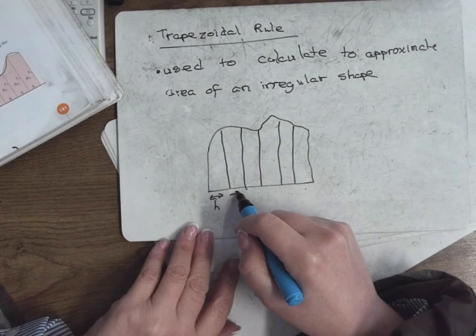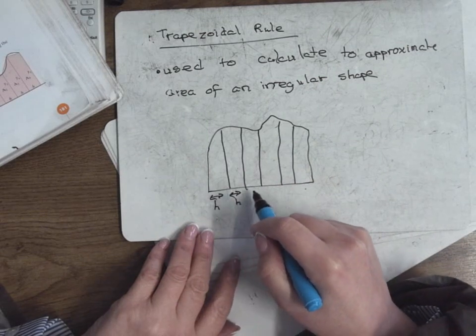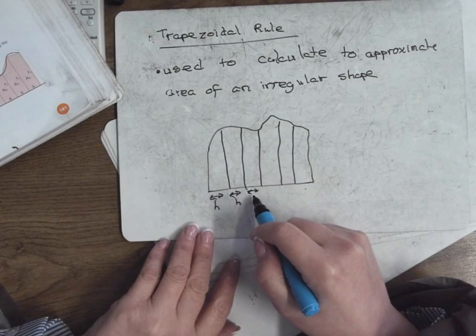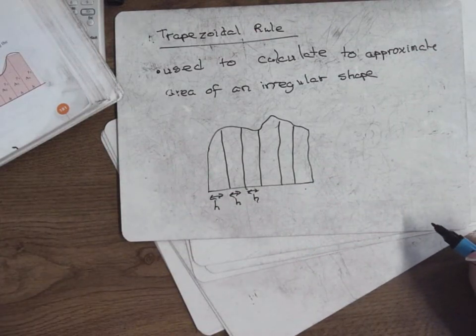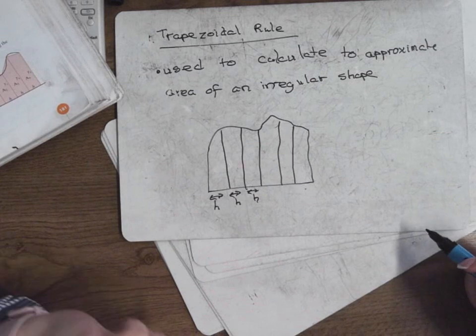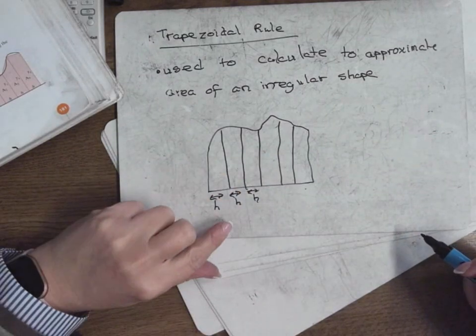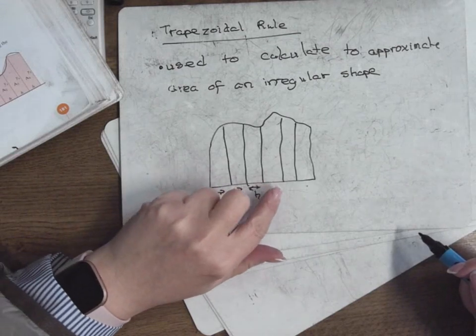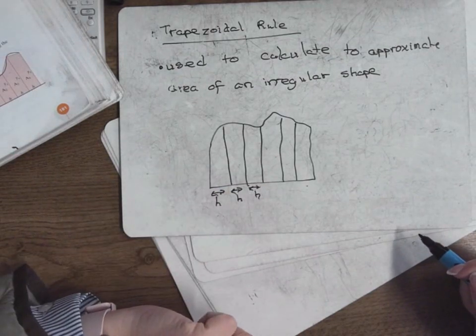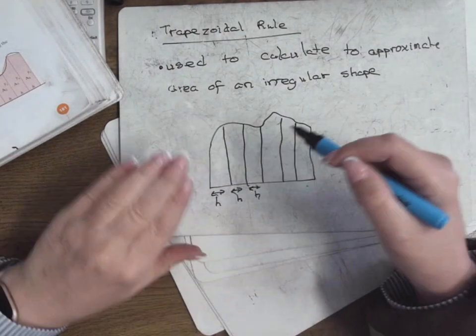Now mine don't look very even. I did a very bad job of doing that. But they're all equally spaced. So a series of vertical lines will divide it up like this, and they're all equal. And we call the measurement of those gaps h. Is that okay?